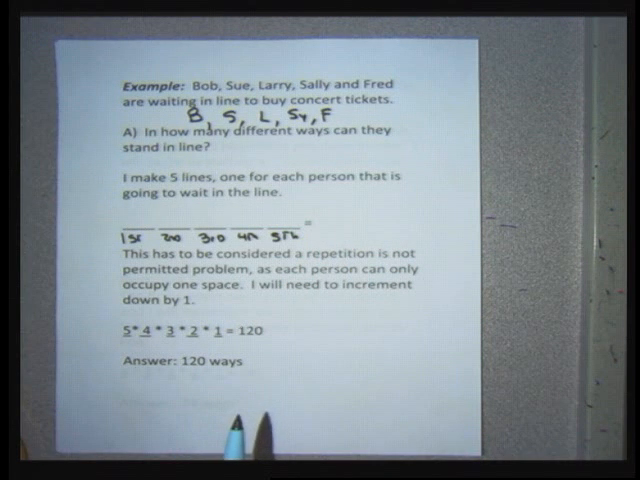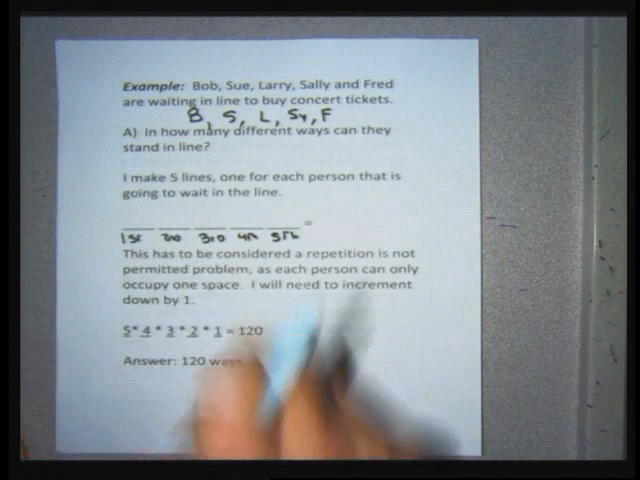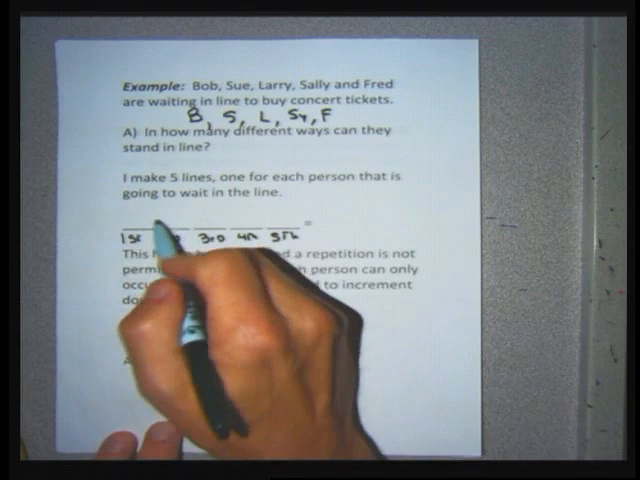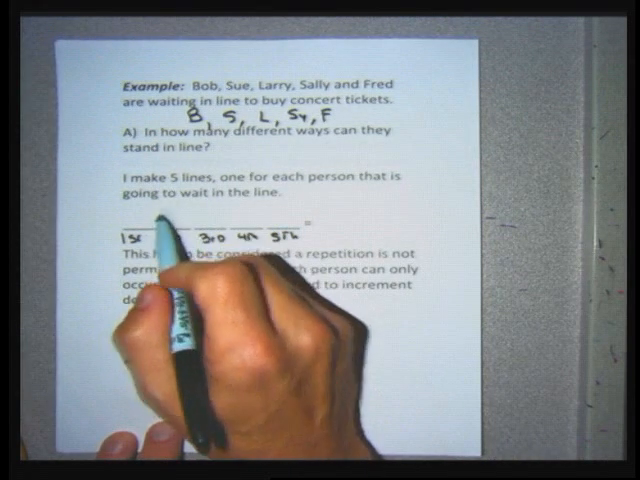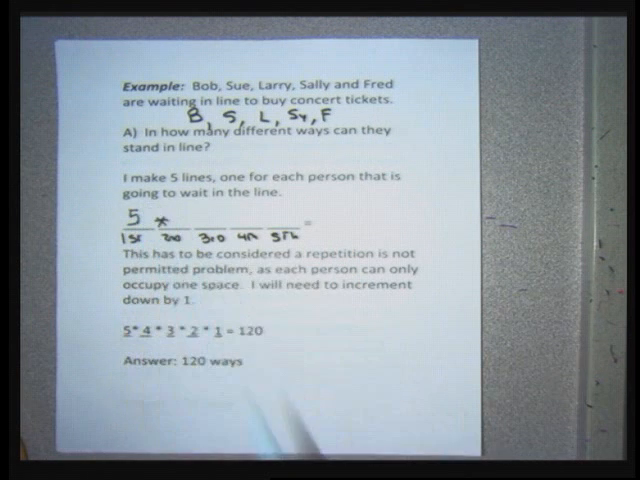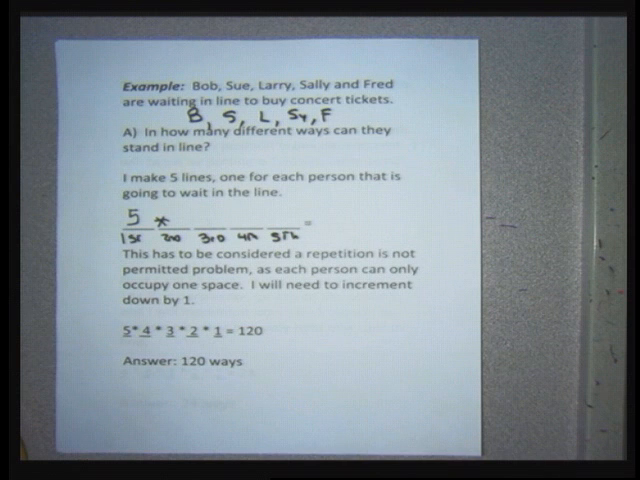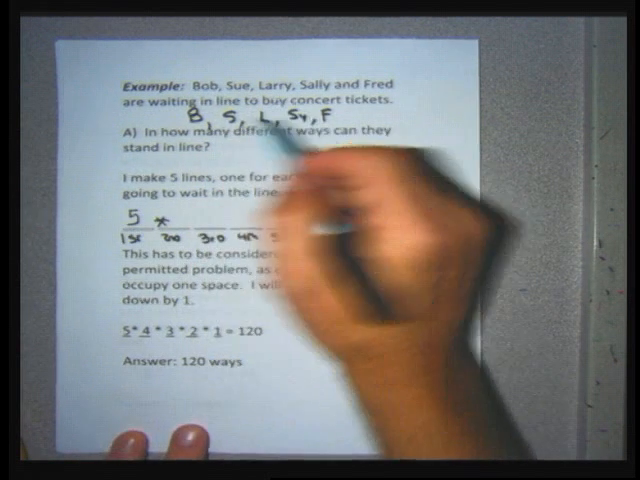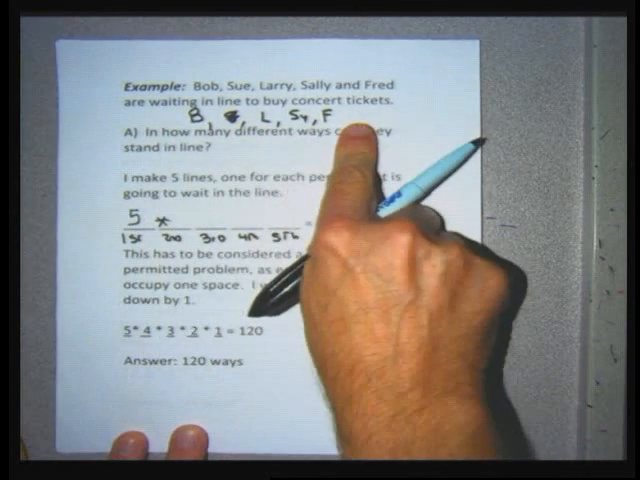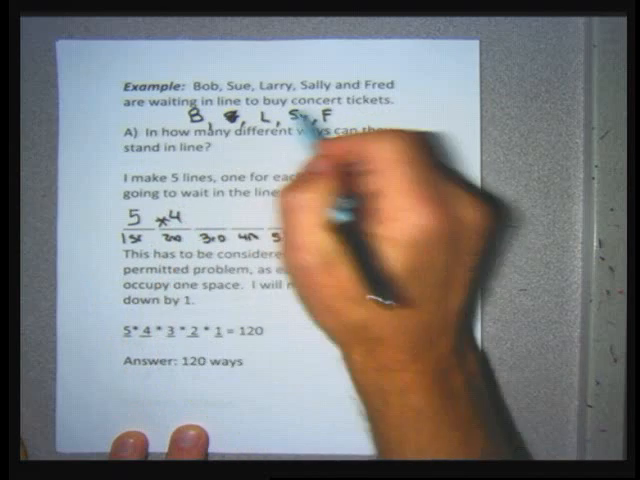The first experiment is picking the first person in line, and then the second experiment is picking the second person, and so forth. For the first choice, I'm going to pick one of these 5 people. It doesn't say it specifically, but this is a repetition-is-not-allowed problem, because once a person is standing in line, a person can't be both first and second or both first and fourth. So let's say that Sue was first. For the second person, there's only going to be 4 people left. Let's say Sally was second.